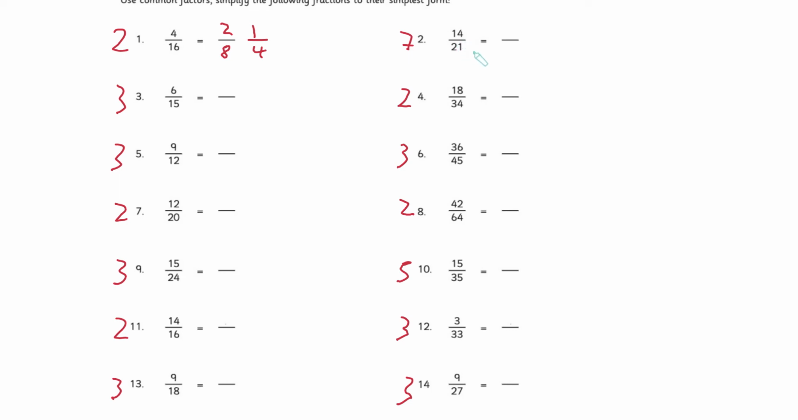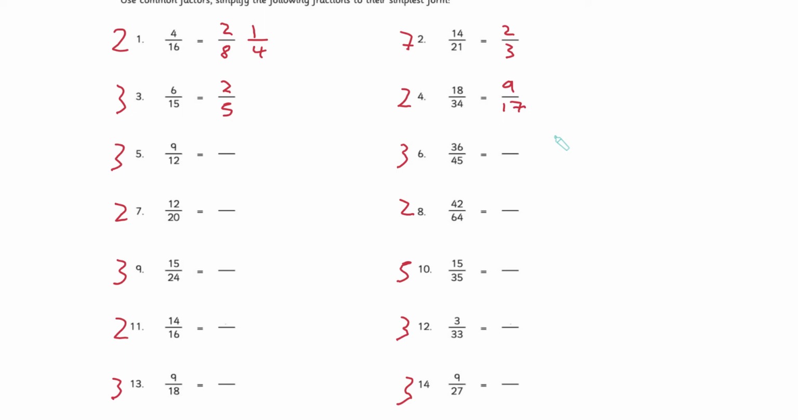Well, see, 14 is an even number, so we might be thinking about 2s, but because the bottom number isn't even, we shouldn't even be thinking about 2s, okay? So 21 is 3 times 7, so it's got to be either 7s or 3s here, okay? So divide both by 7, and that's finished. Divide both of these by 3, that's finished. Divide both of these by 2.